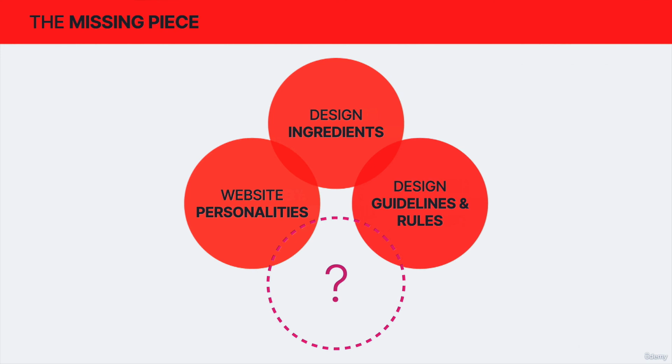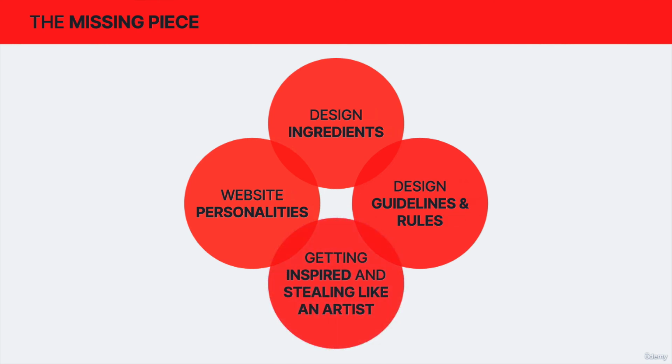So, of course, when we want to come up with a certain design, we still need to care about all the things that we talked about up until this point. So things like choosing a website personality and thinking about all the different design ingredients by using the guidelines and the rules that we learned for each of them. And all of that is great and really, really important and essential, but there is still something missing. And that missing piece, as I mentioned right in the beginning of this lecture, is basically to get inspired and to steal like an artist.